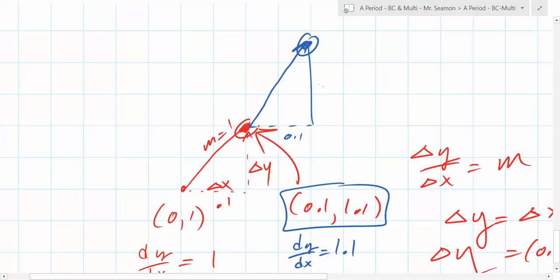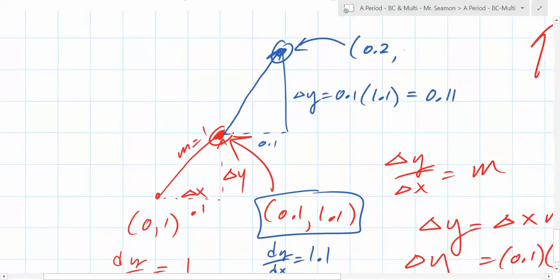So this delta y is 0.1 times what? 1.1, which is going to be what? 0.11. So what point are we at right now? We're now at 0.2 comma what? 1.21. So the idea is if you kept on doing this, what would you end up with?